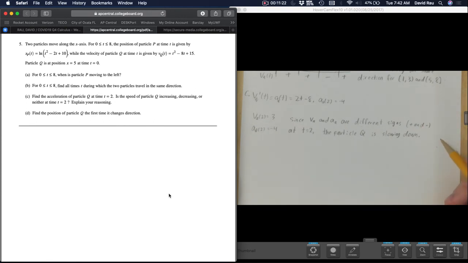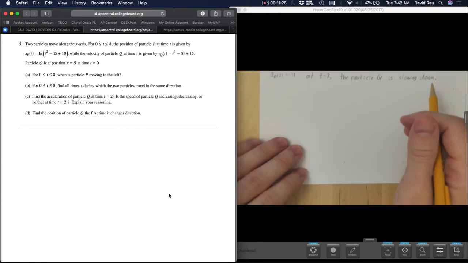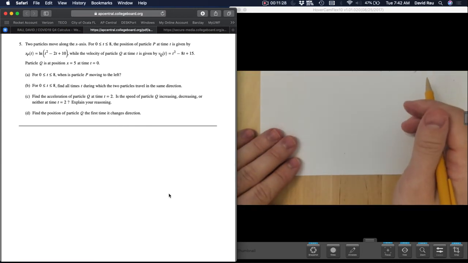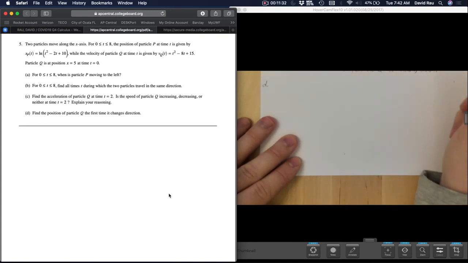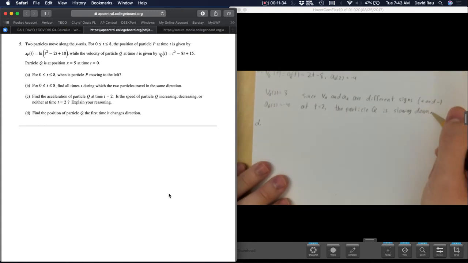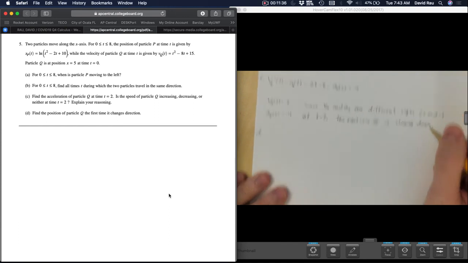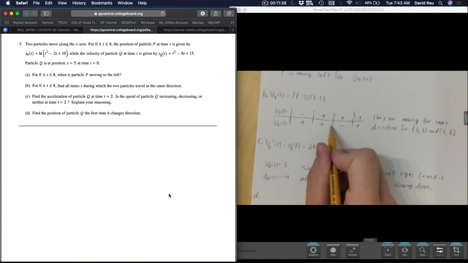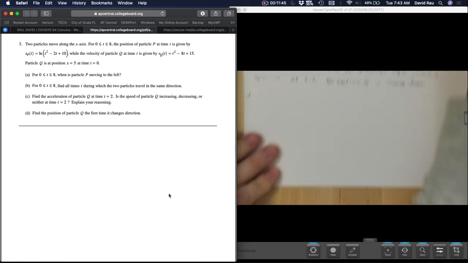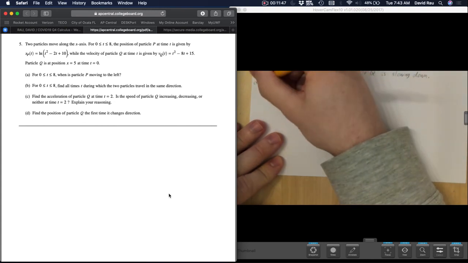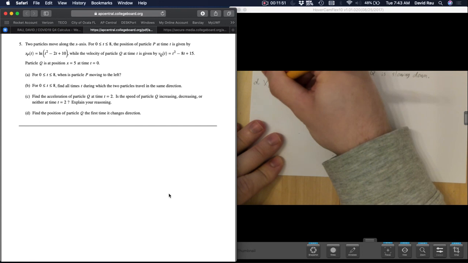Okay, find the position of the particle the first time it changes direction. Now this is the part where we are definitely not doing this on the AP exam. So the first time particle Q changes direction, we did this, it's at 3. That's when it goes from moving to the right to moving to the left. So we're looking for the position of particle Q at 3.